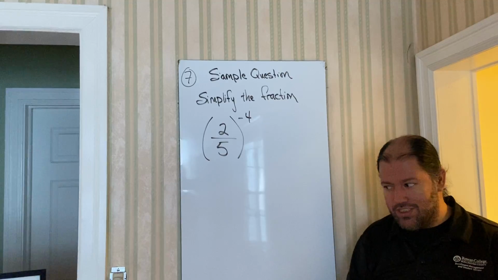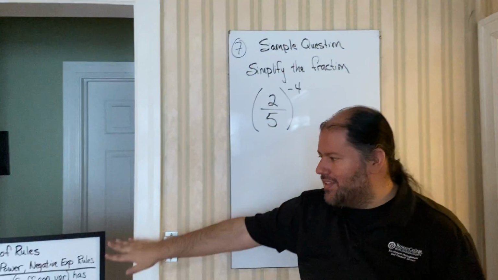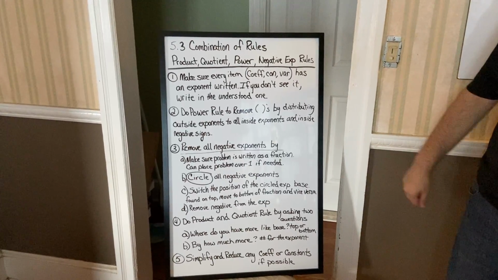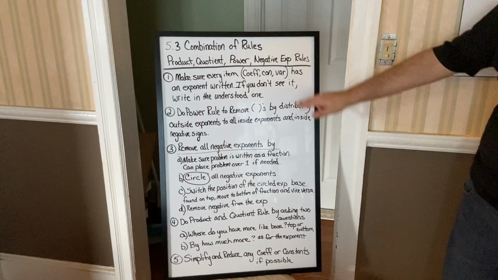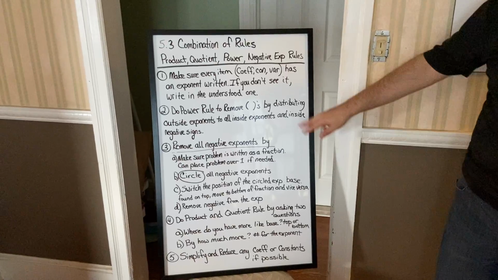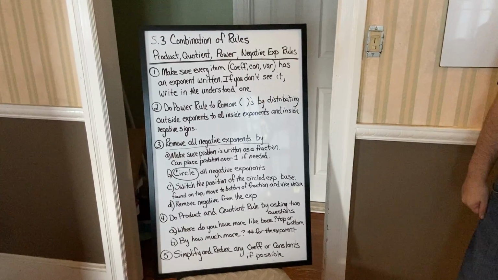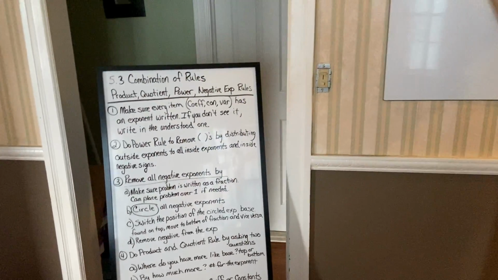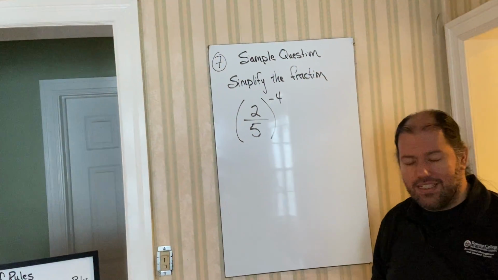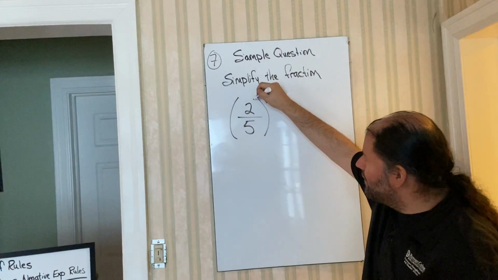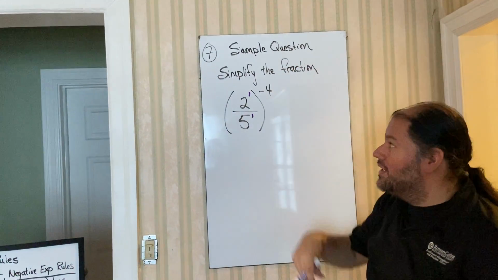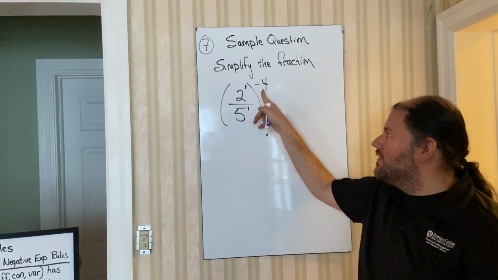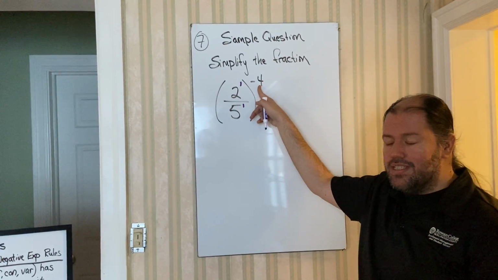So since we have a combination, real quick, you probably already saw this in the other video, but the first step is you want to make sure every item has an exponent written in. That means even constants. And then after we do that, we're going to distribute to get rid of the parentheses. So notice that these two guys do not have any exponents, so we can slip in a 1.